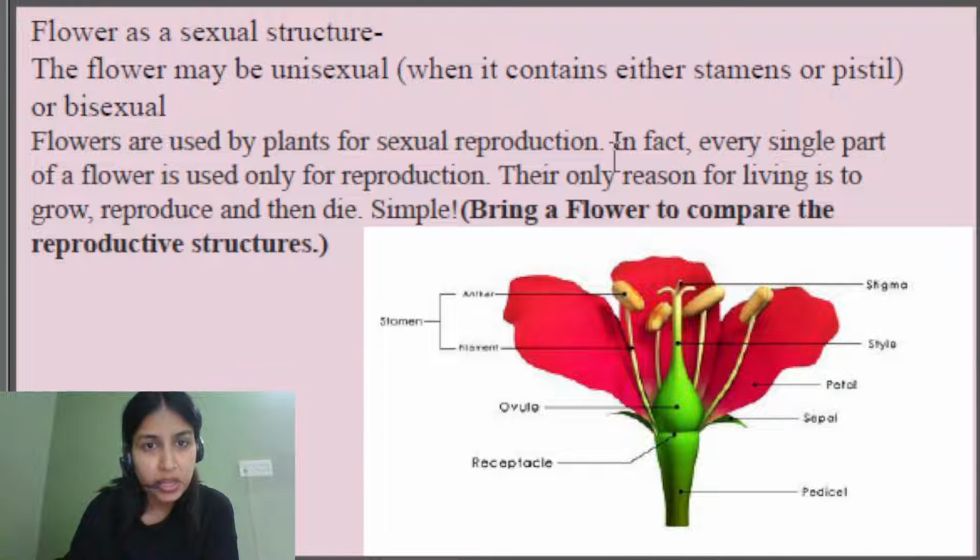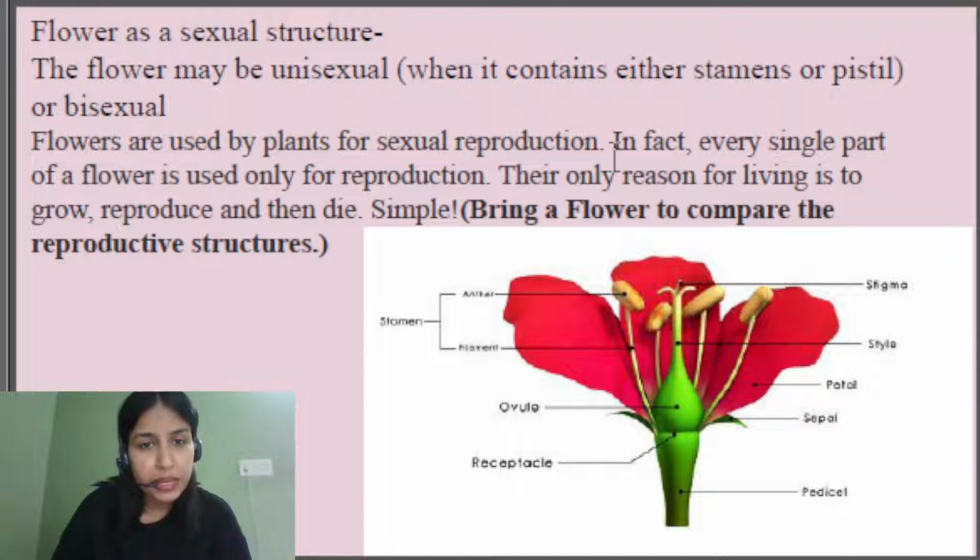What we are saying, right? Their only reason for living is to grow, reproduce, and then die. So the reason for the flower to exist on a plant is just to reproduce and then die. They will be growing when the plant knows that it's time to reproduce. They will be growing flowers. We must have also observed that in different seasons, different plants produce different types of flowers. So they know that when the season comes, they are going to grow flowers, and these flowers are going to reproduce, and then they will be shed or they will die, because we know a flower also wilts and dies simply.